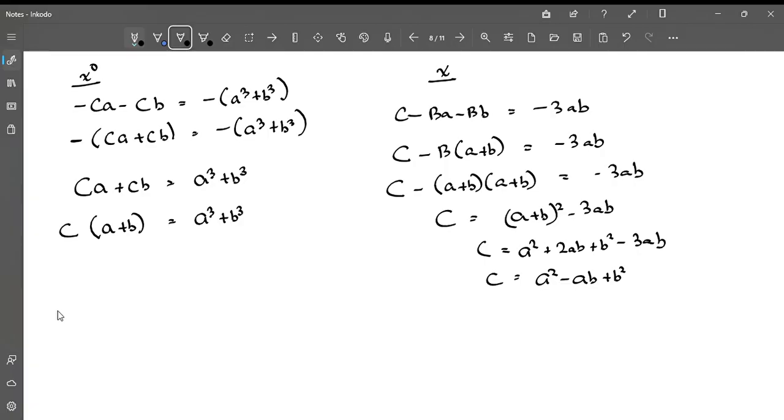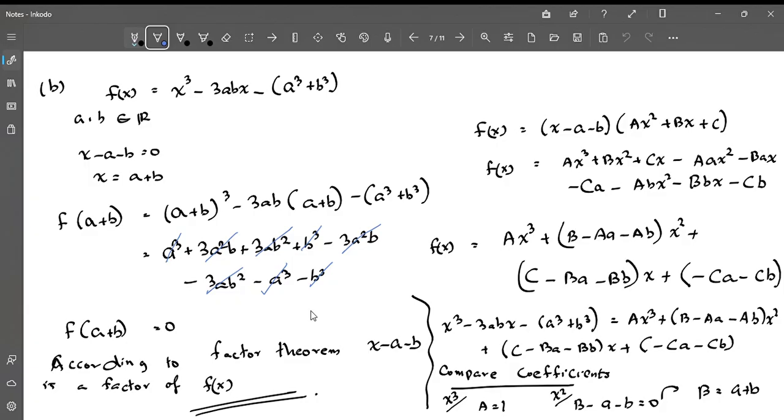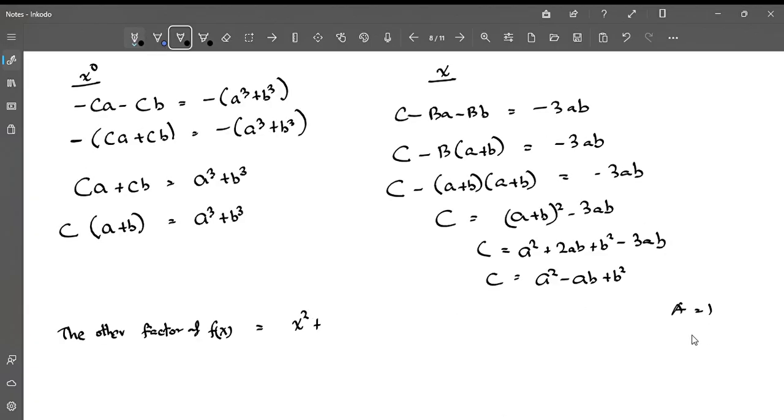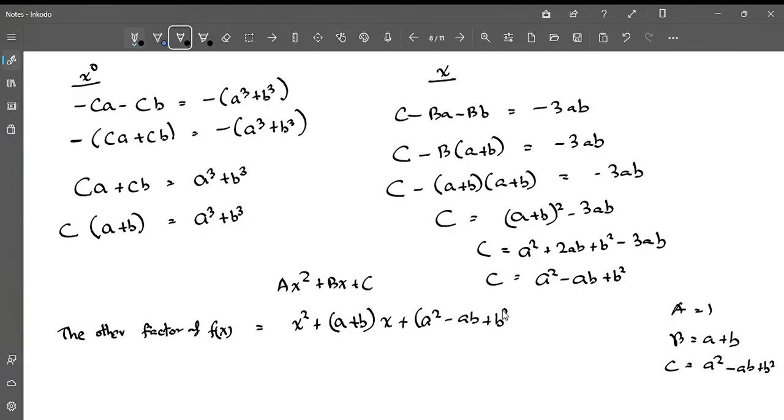Now, you can say the other quadratic factor. They're asking what the other factor of f(x) is: ax squared plus bx plus c. You know a is equal to 1, b is equal to a plus b, and c is equal to a squared minus ab plus b squared. So ax squared plus bx plus c is equal to x squared plus (a plus b)x plus a squared minus ab plus b squared. This is the other factor of f(x).